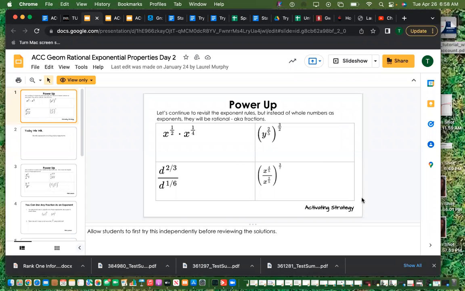All right, so on this next one, can't get this to work. There we go.